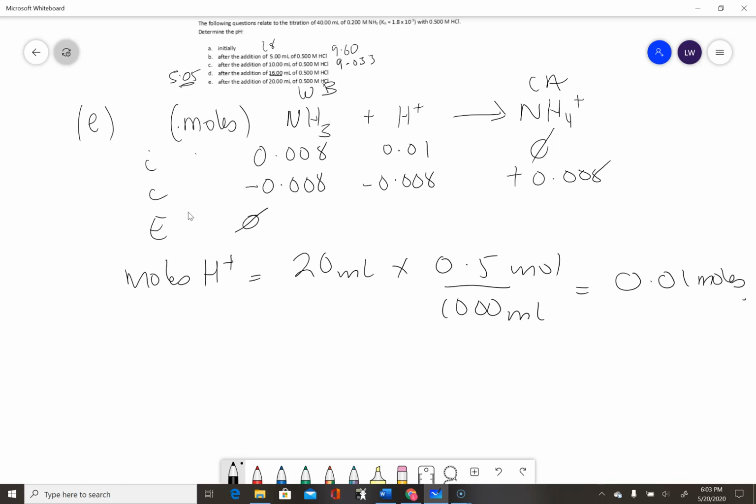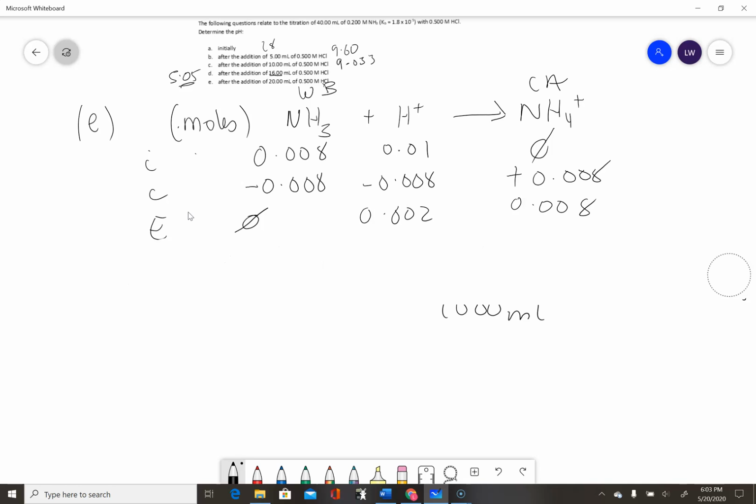So at the end of this, we will have no weak base left. We'll have a little bit of our strong acid left over, and all of our weak base will have been converted to its conjugate acid. So the fact that we have no weak base at all, we only have the conjugate acid, tells us that we're going to have to do a Ka ice table. So we can go ahead and set up the Ka ice table for the ammonium ion. So NH4+ is in equilibrium with NH3 and H+.